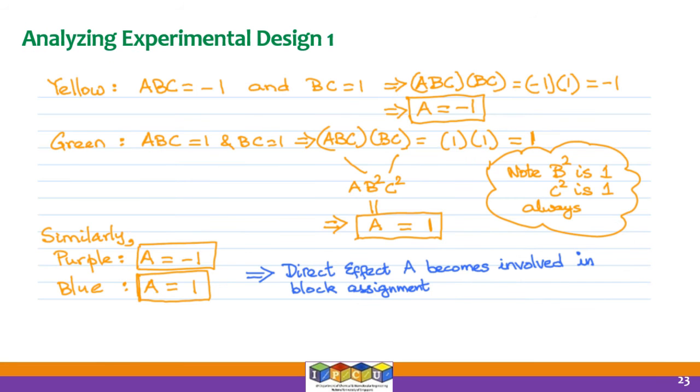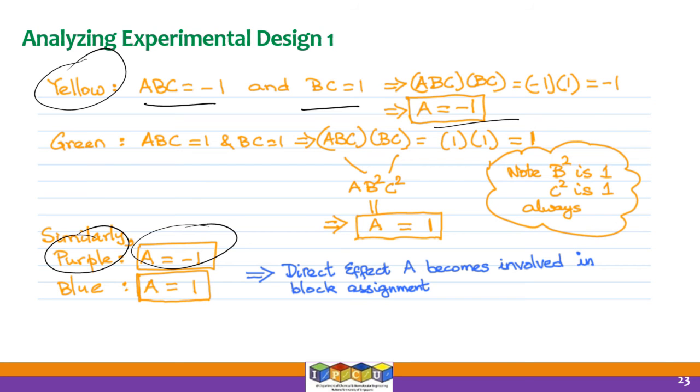So whatever I described earlier is depicted in this particular slide. I took these conditions, and then I multiplied the two to get A is equal to -1. So A equal to -1 will be assigned yellow, A equal to -1 will be assigned purple, and A equal to +1 will be assigned either blue or green.